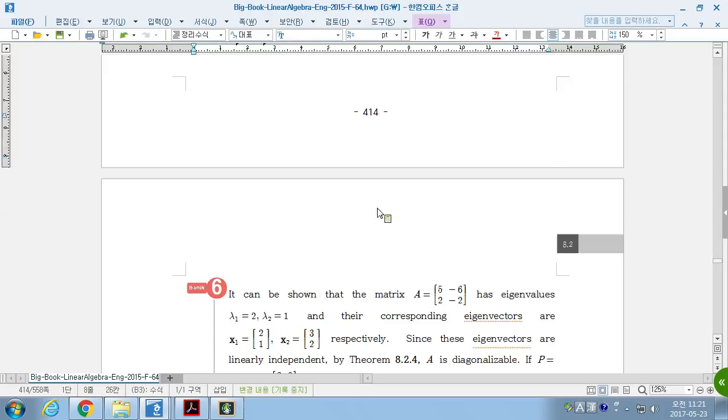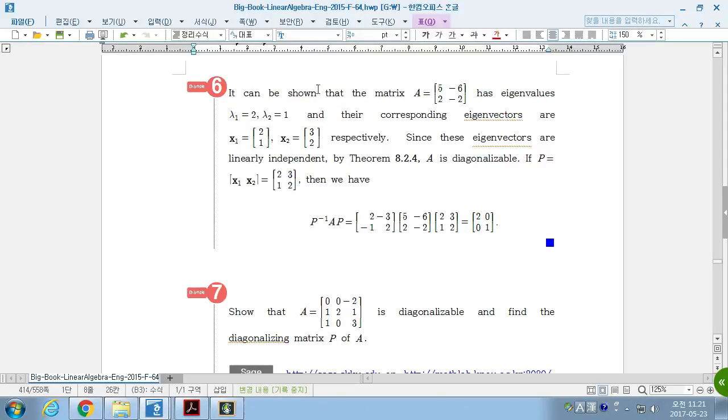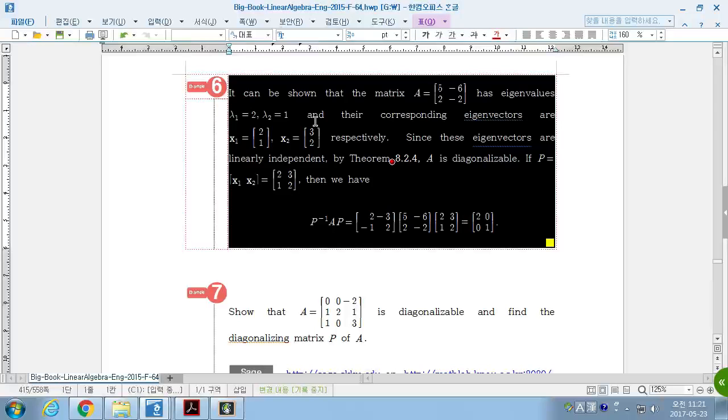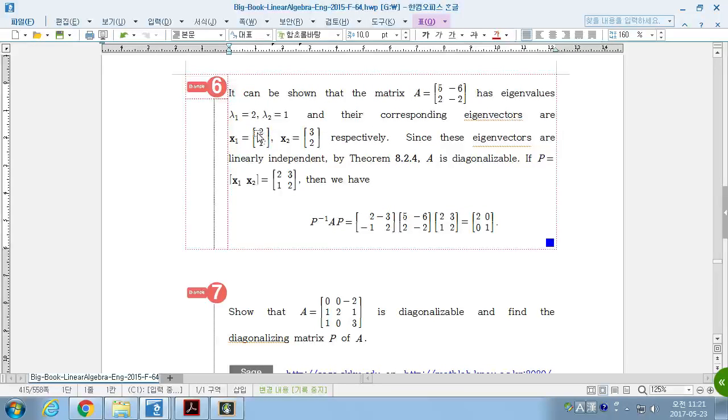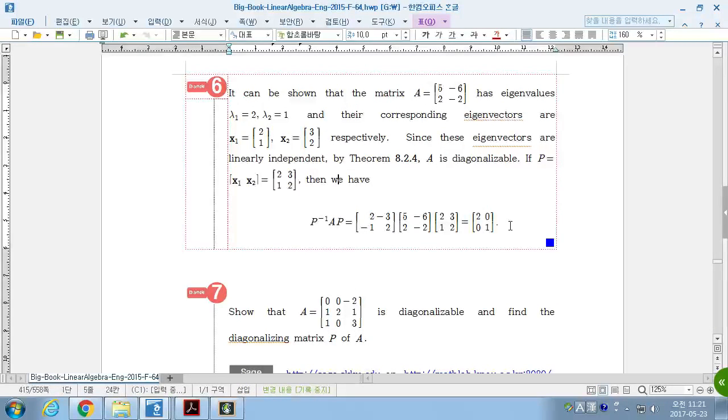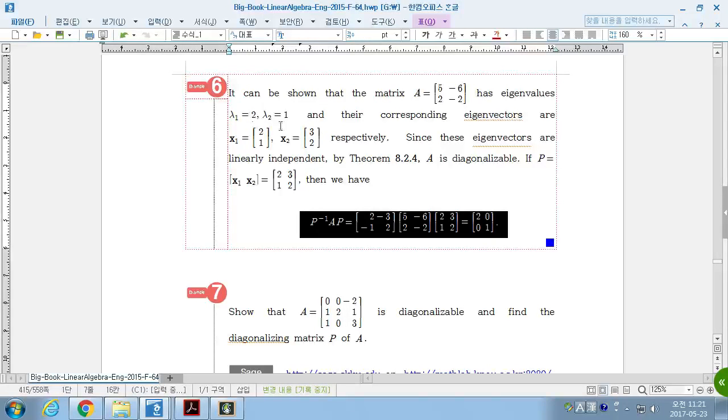Okay, here's the example. So suppose you have a 2x2 matrix A like this, whose eigenvalues are 2 and 1. Okay? Then you can find the corresponding eigenvectors, x1 and x2. Then you can form a matrix P whose column vectors are x1 and x2. Then P inverse AP should be a diagonal matrix whose main diagonal entries are 2 and 1 in that order.